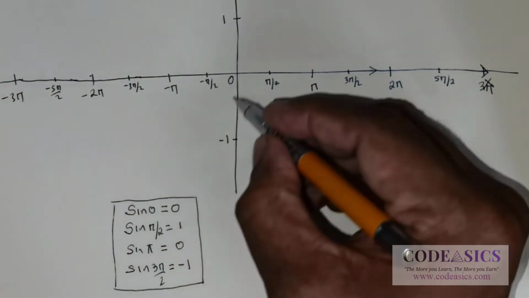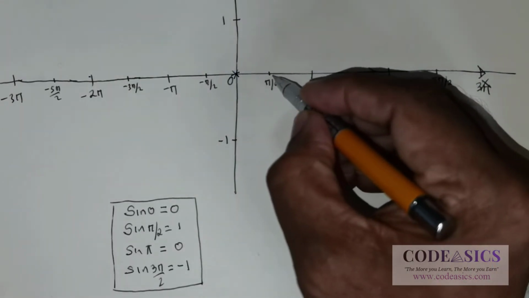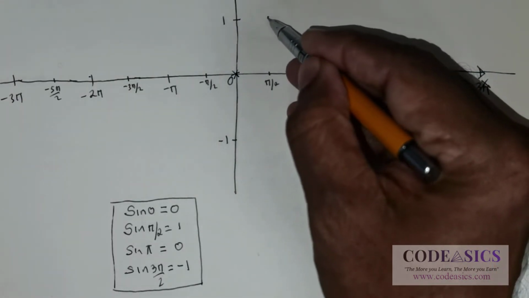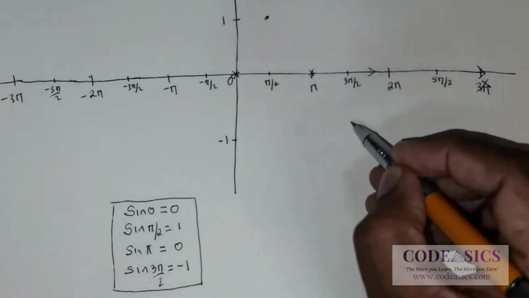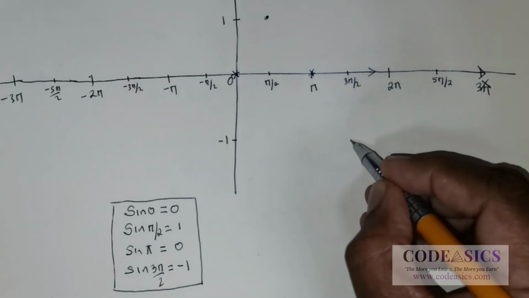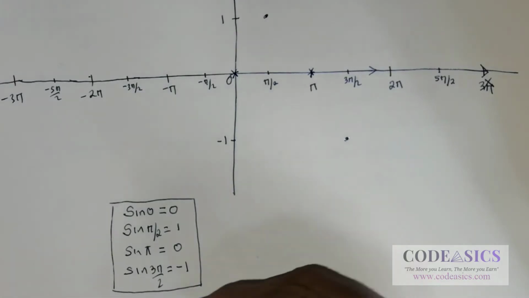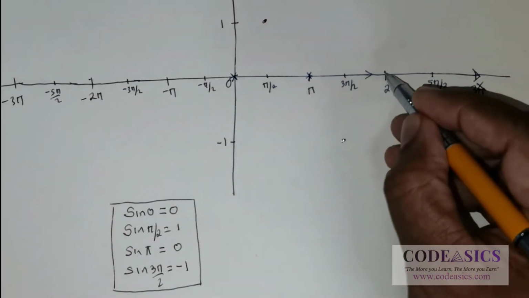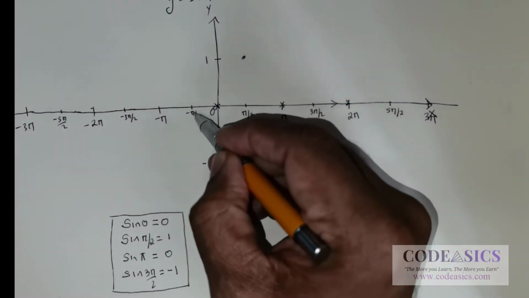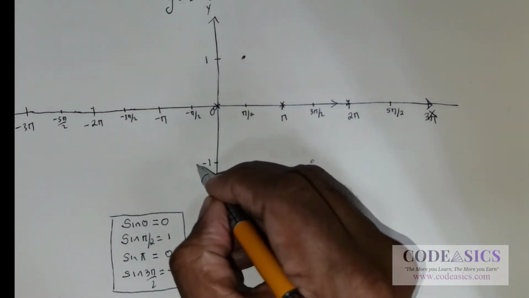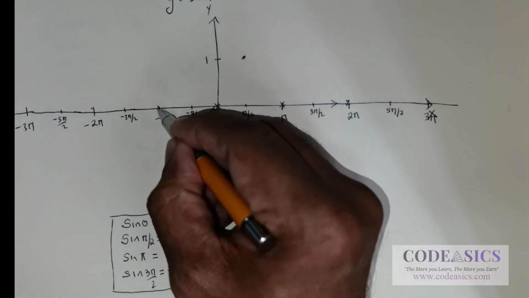So sine 0 is going to be over here, and sine pi over 2 is going to be this point. Sine pi is 0 and sine 3 pi over 2 is going to be negative 1, so it's going to be this point. And sine 2 pi is going to be 0. On the other end, sine negative pi over 2 is going to be negative 1. So this is going to be the point. Sine negative pi is going to be 0.